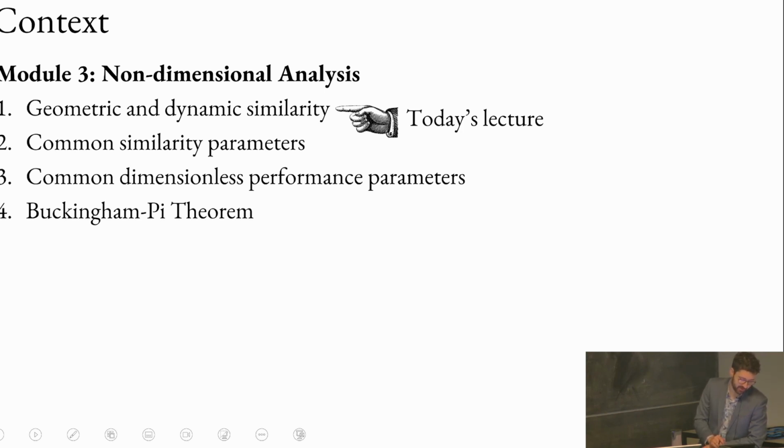Today we're going to talk about geometric and dynamic similarity. But in this module, we'll talk about common similarity parameters, and dimensionless performance parameters, so things that we might want to measure in an experiment. We'll also talk about the Buckingham pi theorem, which is a useful method to take a given problem and figure out which non-dimensional parameters are going to be important for that problem. So what we need to keep constant, and what we need to measure.